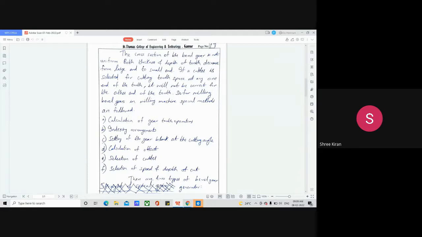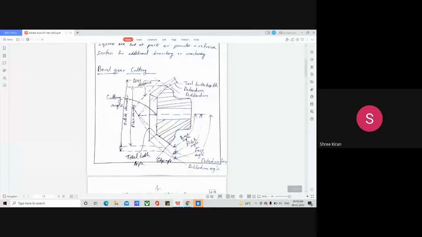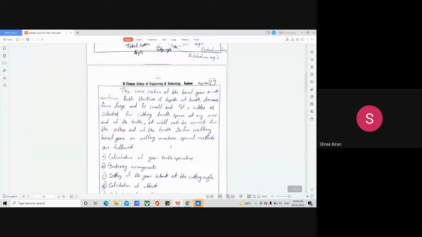The third one was the setting of the gear at the cutting angle. For milling a bevel gear, the root line of the gear must be made parallel to the table. You can see in the figure, the root line must be made parallel to the table.